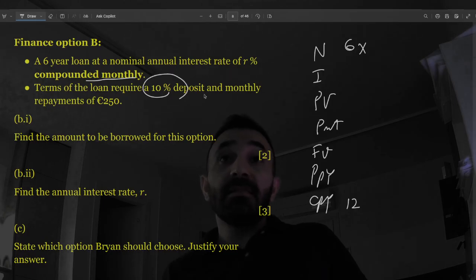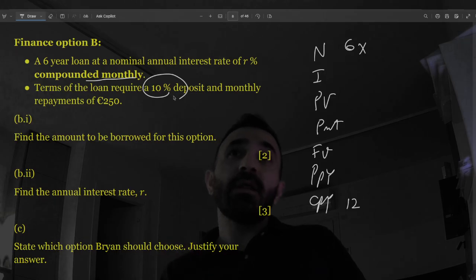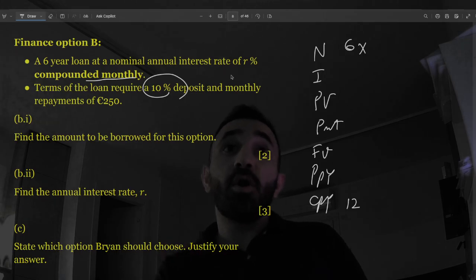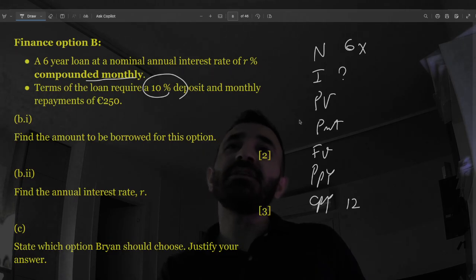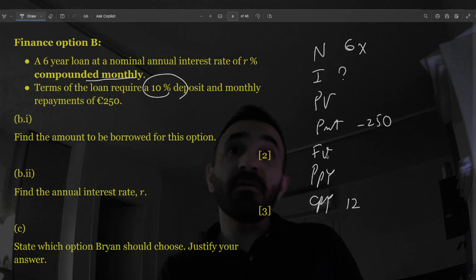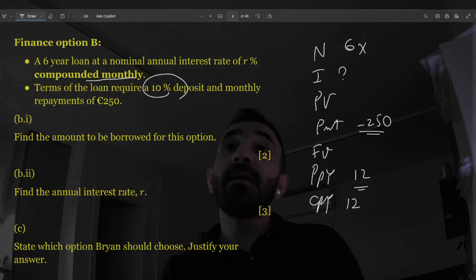10% of debt. Okay. So, a 6-year loan at a nominal annual interest rate of R, which I don't know and I need to find, compounded monthly. Terms of the loan require a 10% deposit and monthly repayment of 250. So the monthly payment here is minus 250, and PPY is going to be 12 because it's a monthly payment.